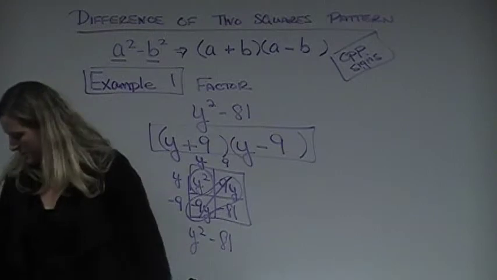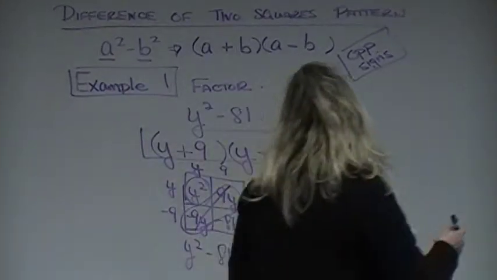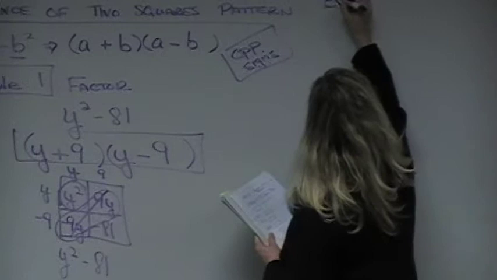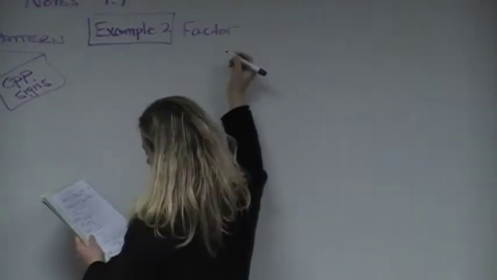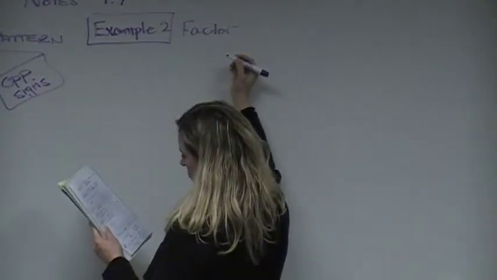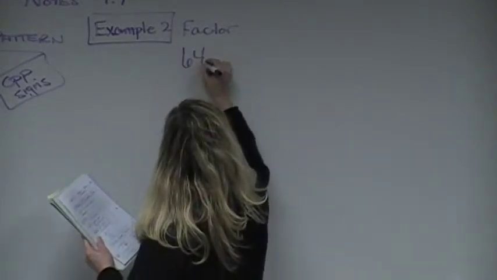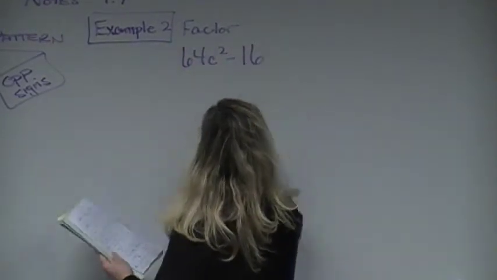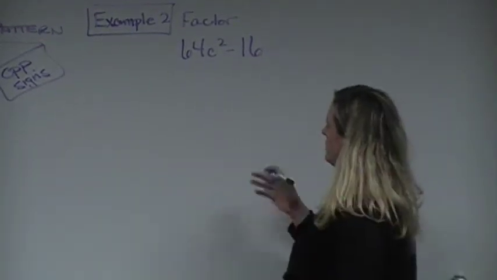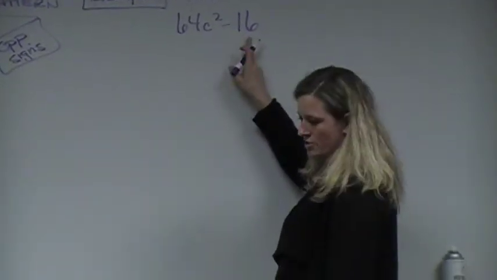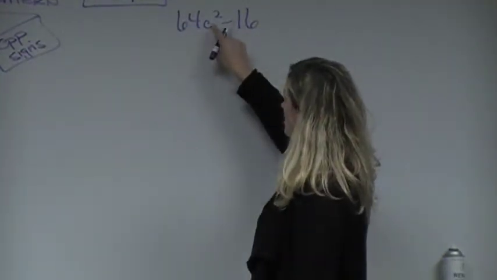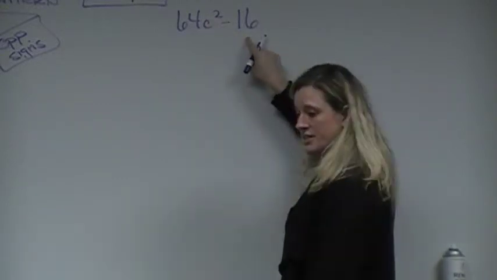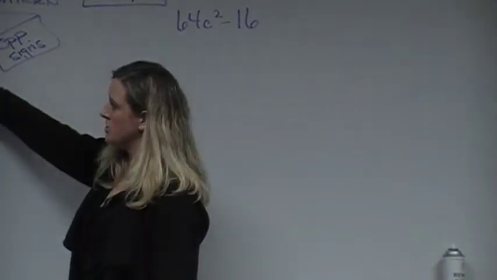Okay, let's do another one of these. Let's do it a little harder here. This will be example 2. Okay, this one, let's factor 64c squared minus 16. We still ask ourselves, is this the difference of two perfect squares? Can we use this pattern here? And yes, it is. It's a difference; 64c squared is a perfect square, as is 16. So therefore, we can factor it in this fashion.